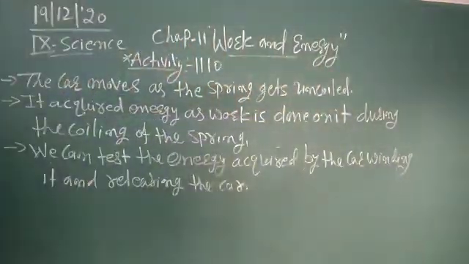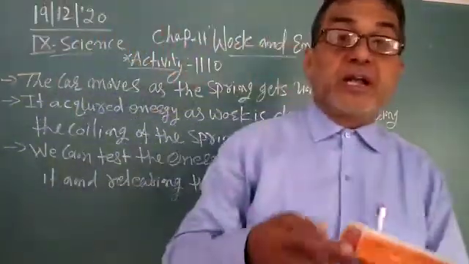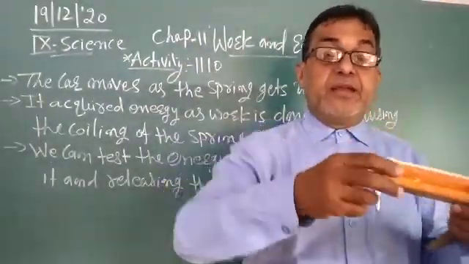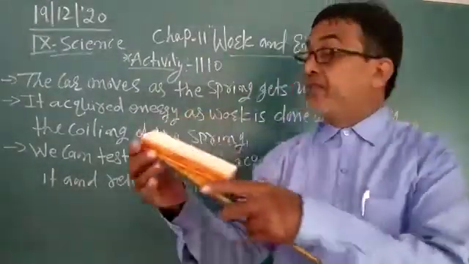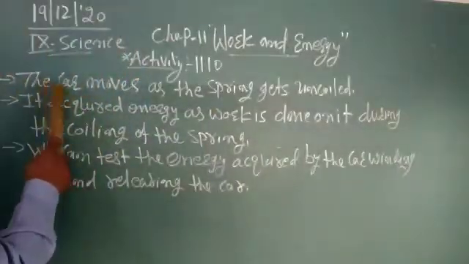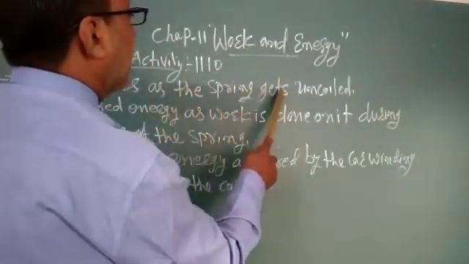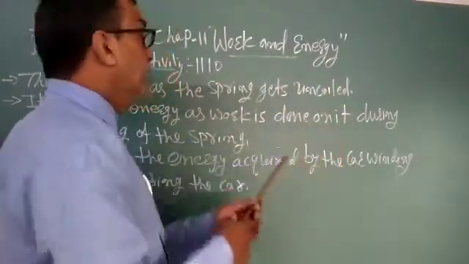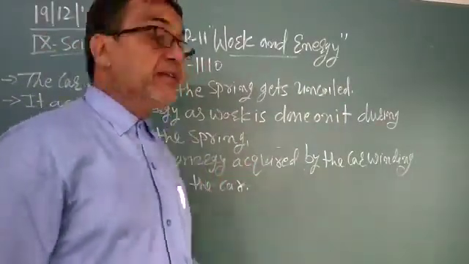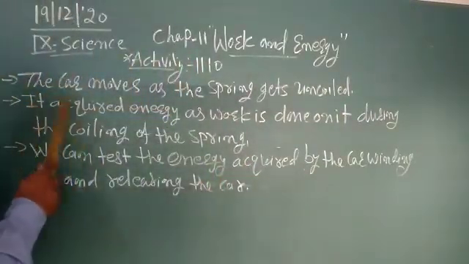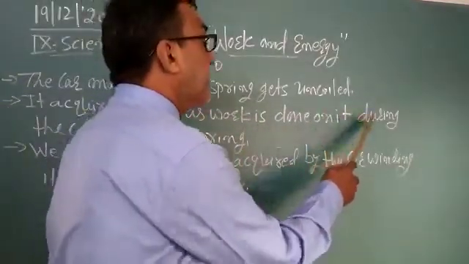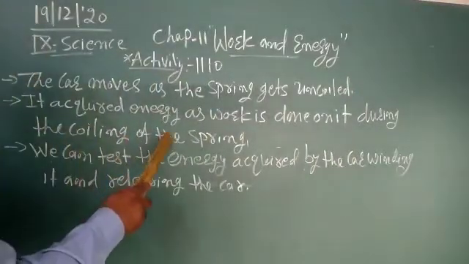Suppose you take this toy car, tighten it with the key and wind it up. Now when you place it on the surface, what happened? Can it move? Yes. The car moves as the spring gets uncoiled. When coiled, it can be moved. Second question: from where was the energy acquired? It acquired the energy as work is done on it during the coiling of the spring.